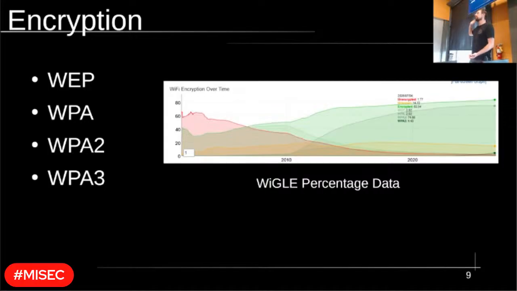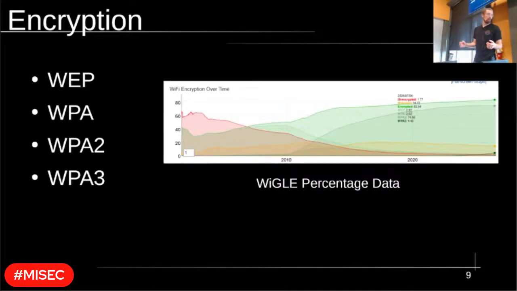WPA2, one of its biggest flaws is that if you catch that handshake, you can still grab the hash, which, depending on the strength of the password, you can still crack it and then get onto the network. And we'll get a little bit more into that a little bit further down.